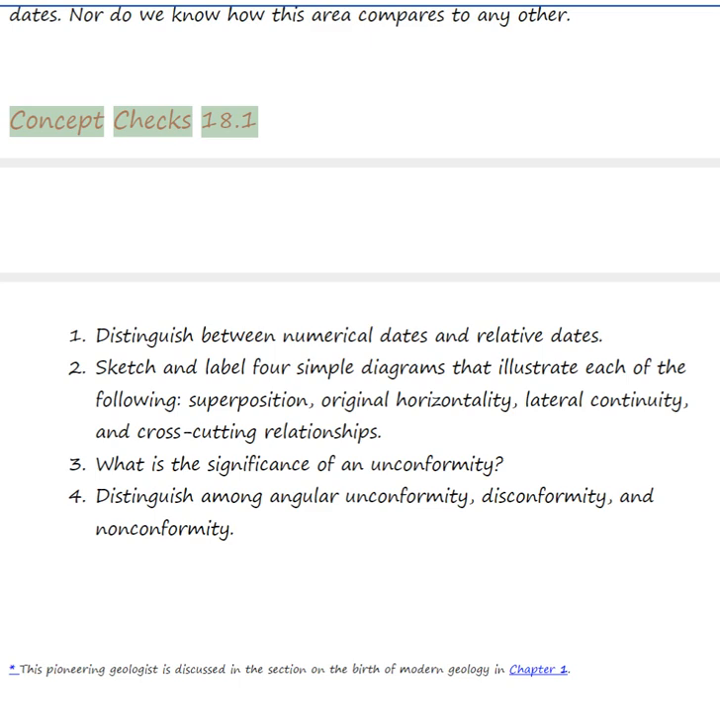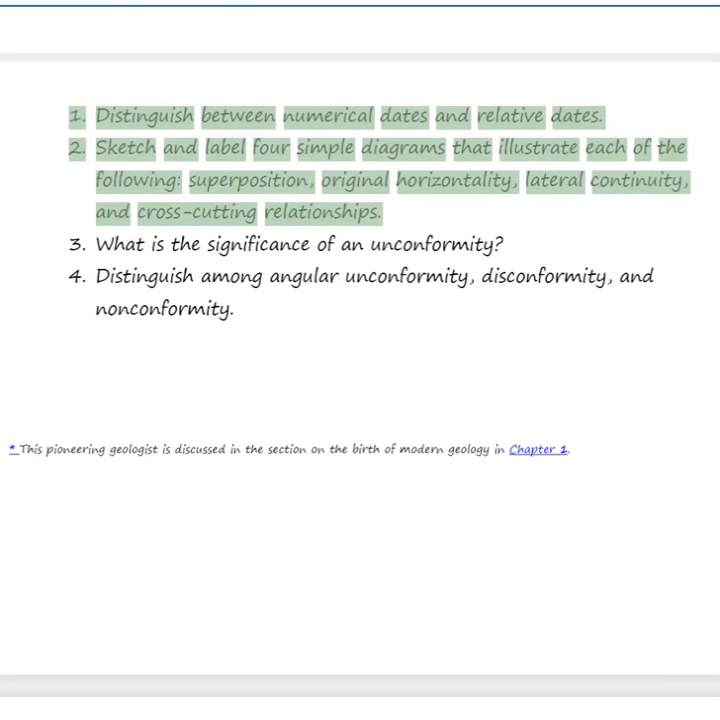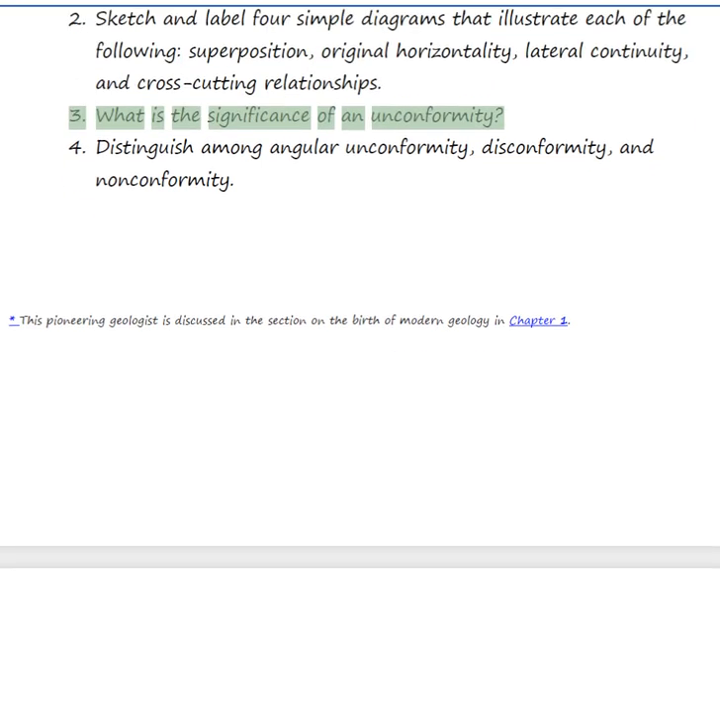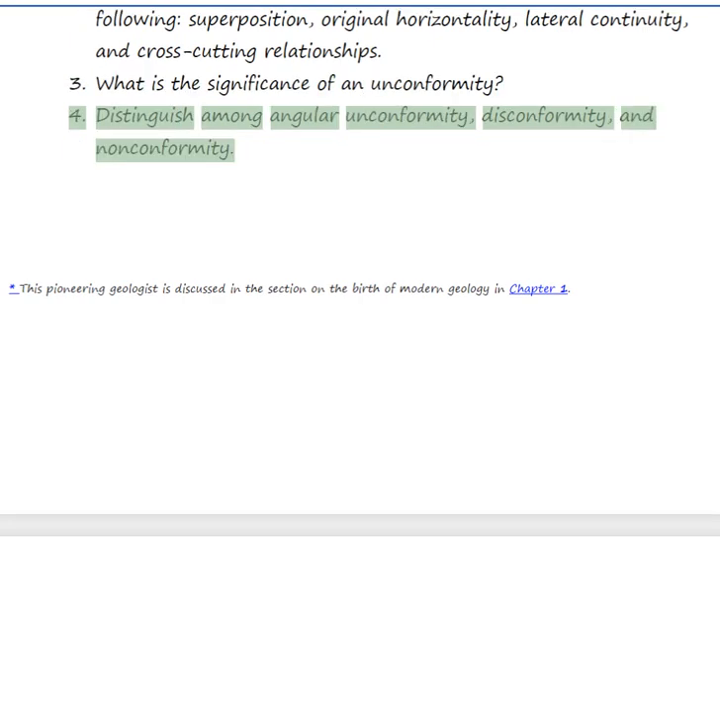Concept checks 18.1. 1. Distinguish between numerical dates and relative dates. 2. Sketch and label 4 simple diagrams that illustrate each of the following: superposition, original horizontality, lateral continuity, and cross-cutting relationships. 3. What is the significance of an unconformity? 4. Distinguish among angular unconformity, disconformity, and nonconformity.